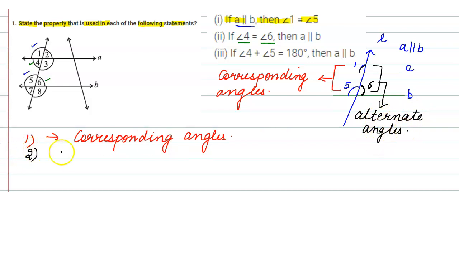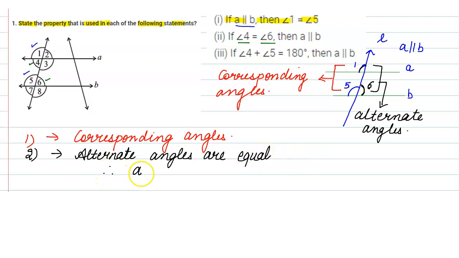So for the second statement, the reason is alternate angles are equal, therefore A is parallel to B. Whenever the alternate angles are equal, if two lines are intersected by a transversal and these two opposite angles are equal, we know that these are alternate angles. If angle 1 is equal to angle 2 in this case, that means A will be parallel to B.